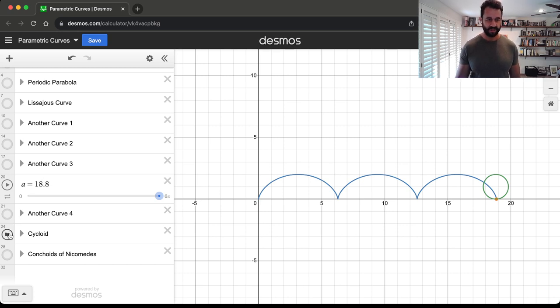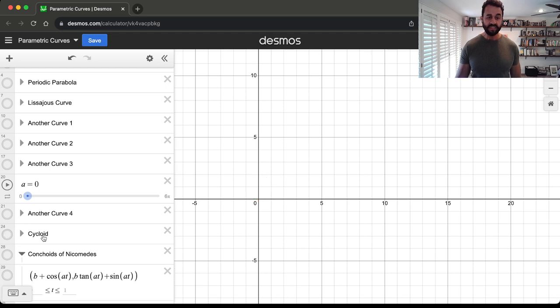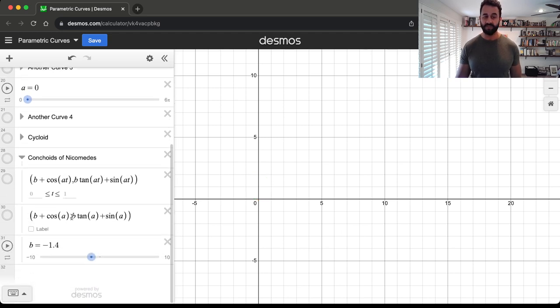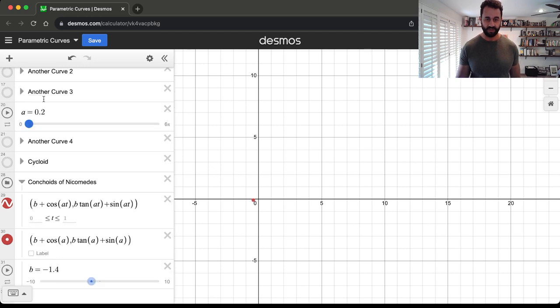Okay, that's the cycloid. Now let's go back and look at one other curve. These types of curves have two parameters. They are called conchoids of Nicomedes. There's b and a, or you can think of it as like t and s. So b I'm going to leave here. Let's see what happens as I change a. As I change a, the curve gets traced out like so, and then it repeats.